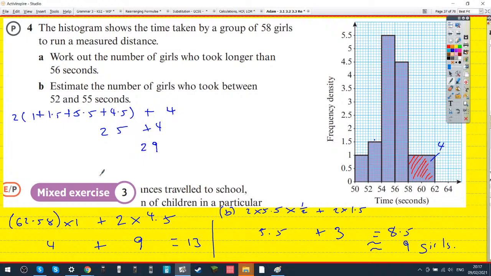And so 29 times something gives you 58 girls. Okay. And so what is that? You divide by 29 on both sides, which gives you 2. That's it. So the total number of girls is 58. The total area is 29. And so basically the area on the paper is like half of the total frequency, and so you'd have to double it.